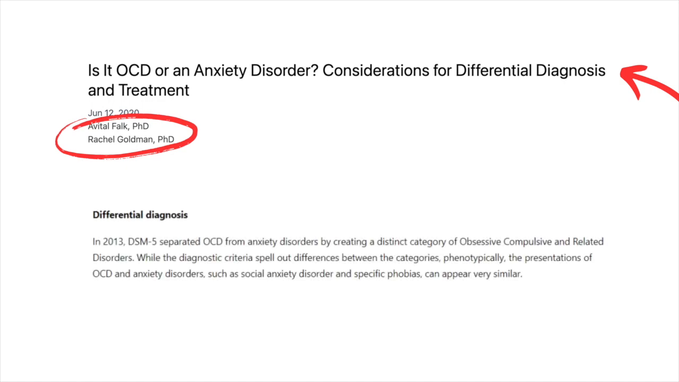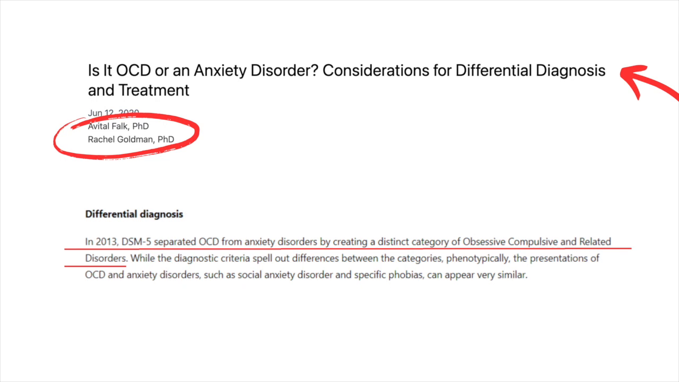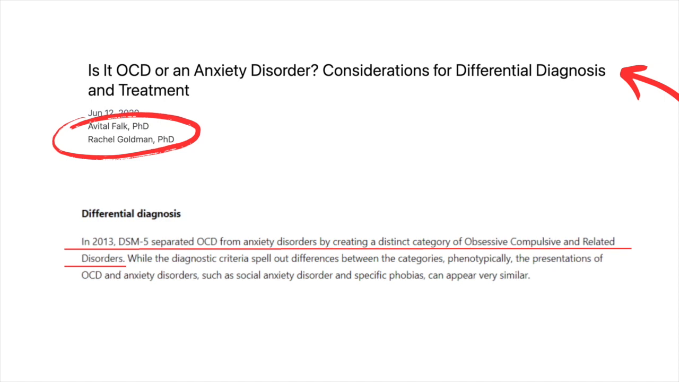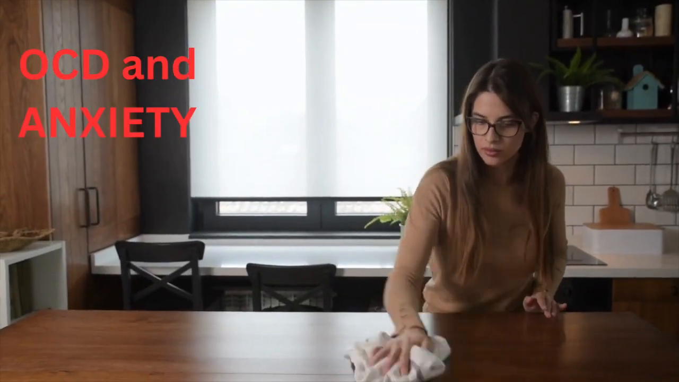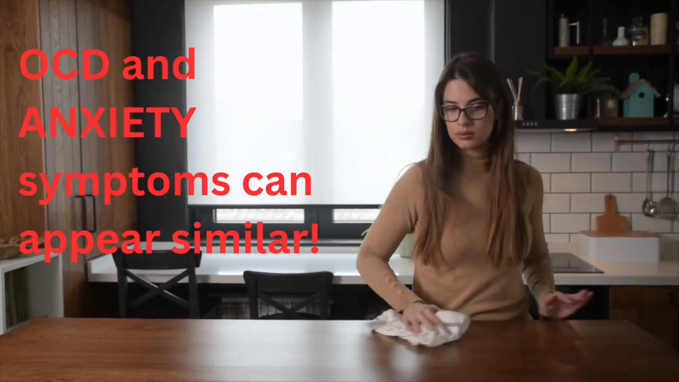Let me read. In 2013, DSM-5 separated OCD from anxiety disorders by creating a distinct category of obsessive compulsive and related disorders. While the diagnostic criteria spell out differences between the categories, phenotypically, the presentations of OCD and anxiety disorders, such as social anxiety disorder and specific phobias, can appear very similar. So though the medical community has now separated OCD from anxiety disorders, largely the symptoms can appear very similar.